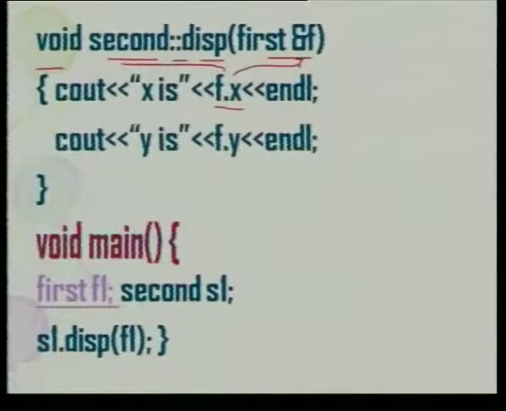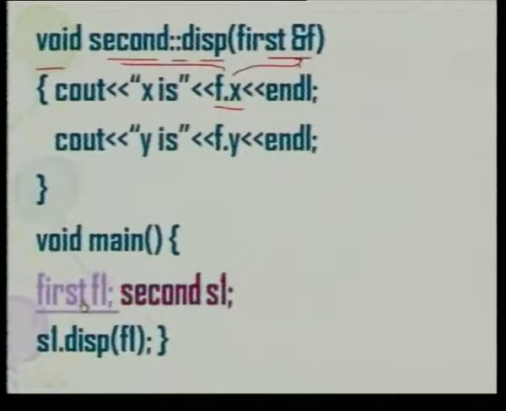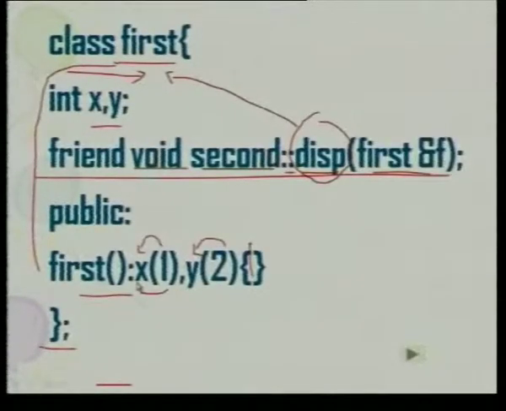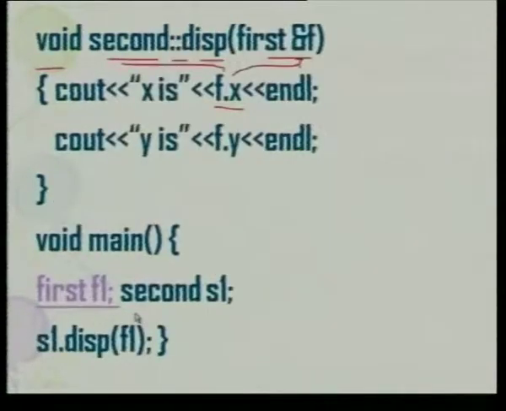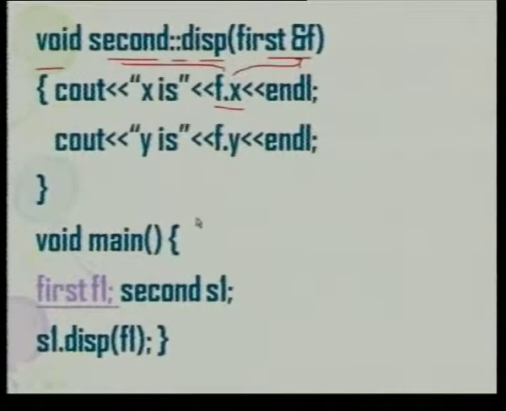So, here you have void main, here you are declaring first f1. This is the way to create an object. We know that when an object is created, immediately its constructor function is called. So, as soon as the compiler sees the statement, immediately the control will go to this particular constructor function. So, 1 will be given to x and 2 will be given to y. Then you are declaring an object for the second class, second S1. Then using this S1, you are calling the function disp, passing this object as a parameter. So, now this object will have the values of x and y, x is 1 and y is 2, and using that the control will go to this particular path and it will display the values.